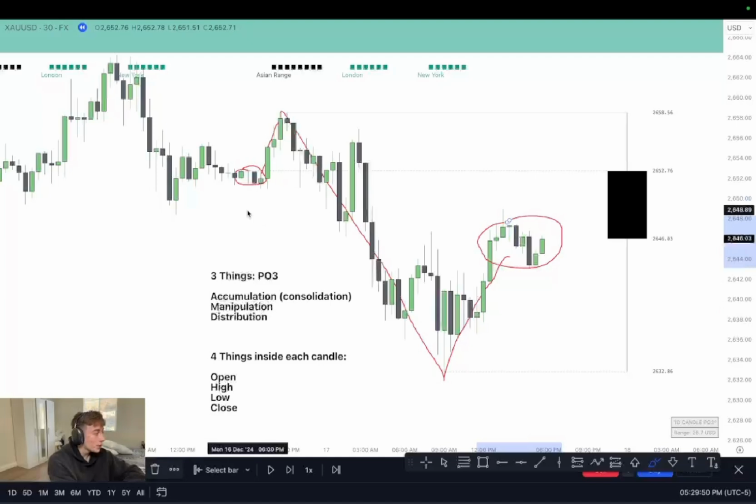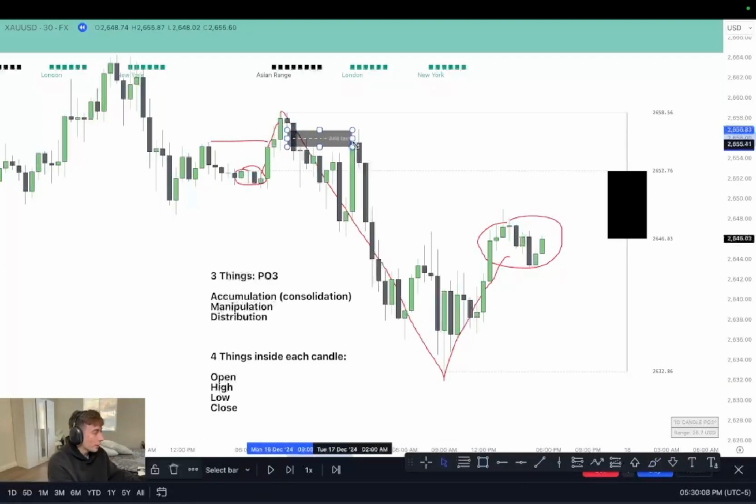The next thing is manipulation. We obviously manipulated on this high right here. So we took that high out, creating the new high of the day. And then once we started dropping lower, the distribution actually occurred from a fair value gap. So if you guys are experienced, you'll be able to see and keep up with me right here.